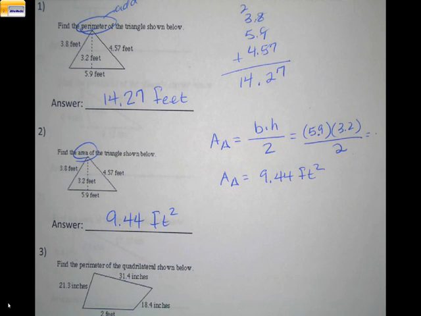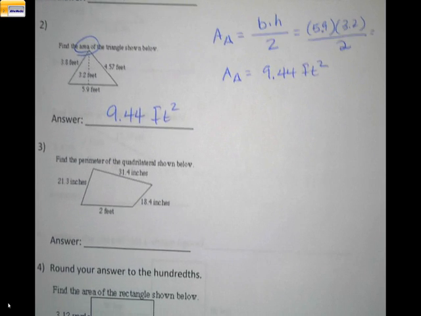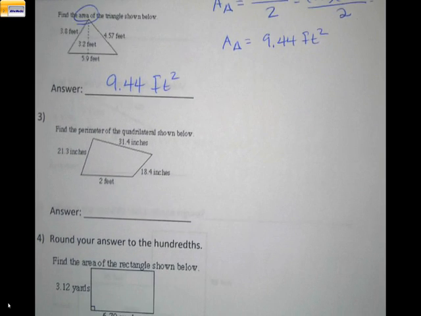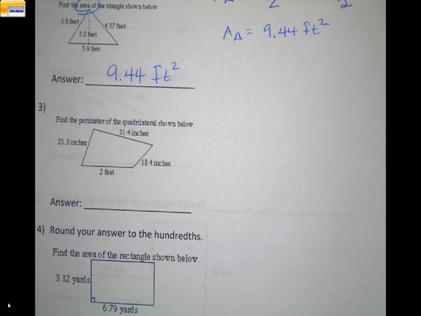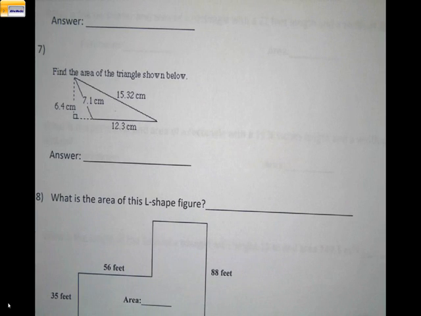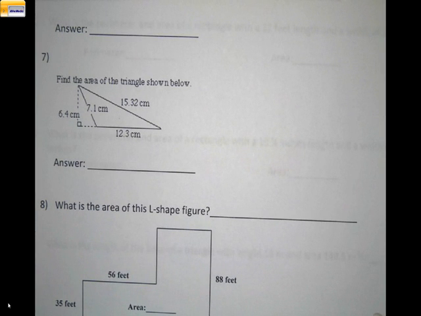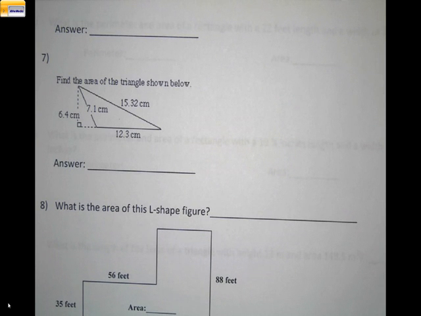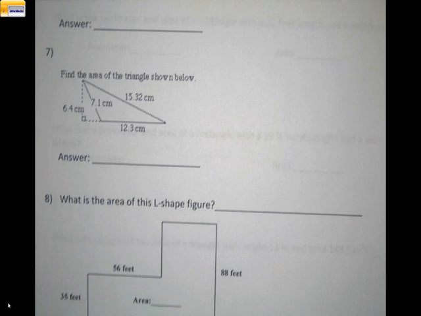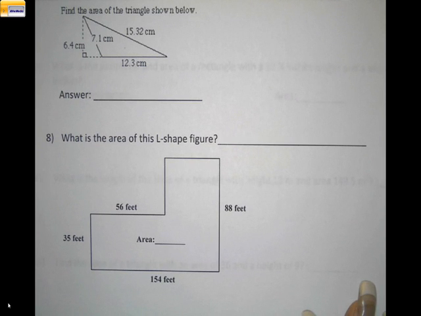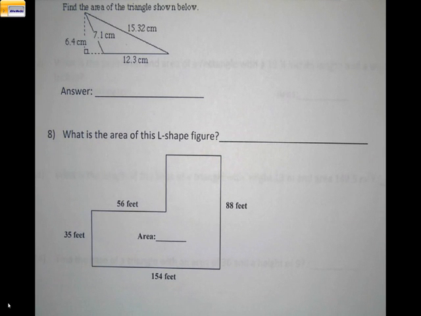Okay? All right. Number 3 is just another perimeter. I'm not going to do that one. And number 4 is just another area. I'm not going to do that one. You guys can do those two. 5 is perimeter. 6 is perimeter. 7 is area. So you guys should be able to do that. Let's do this L-shaped one. We haven't done these in a while.